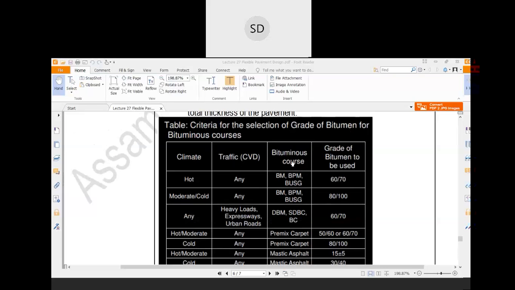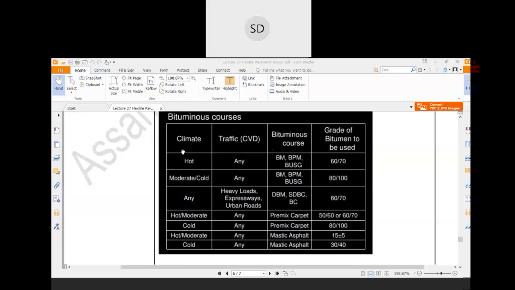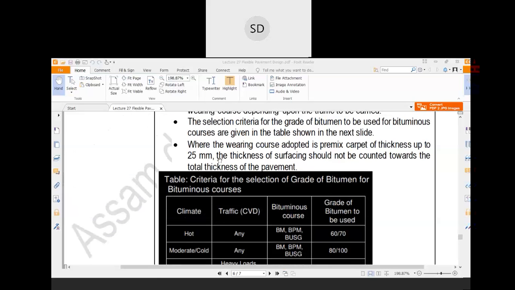Now, column 2 and column 3, that is not required for you, because these different types of bituminous courses are not included in your syllabus. You have only the basic portions. So you just need to know about the different climatic conditions, and based on the different climatic conditions, what grade of bitumen should be used over here.